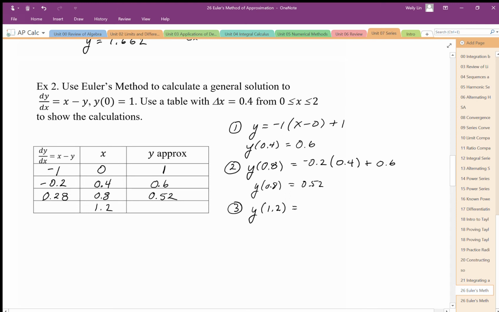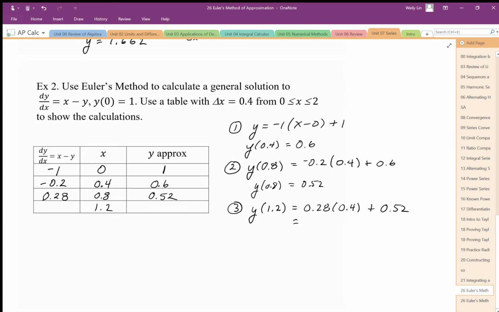So I'm going to end up with 0.28 positive as my new slope. The difference between the two x coordinates is going to be my delta x, or 0.4, plus, oops, sorry, not 0.6. I have to plug in the right values. This is what I mean about keeping track of things. Make sure that you know the right parts here. So I'm going to be at my new y coordinate of 0.52.